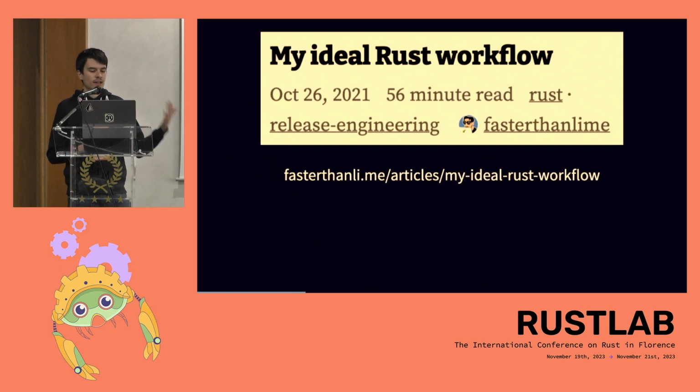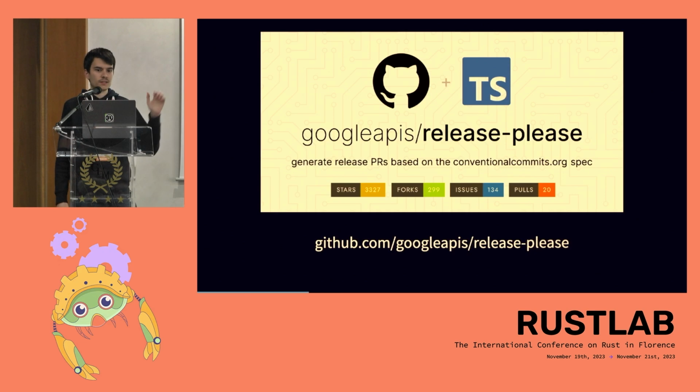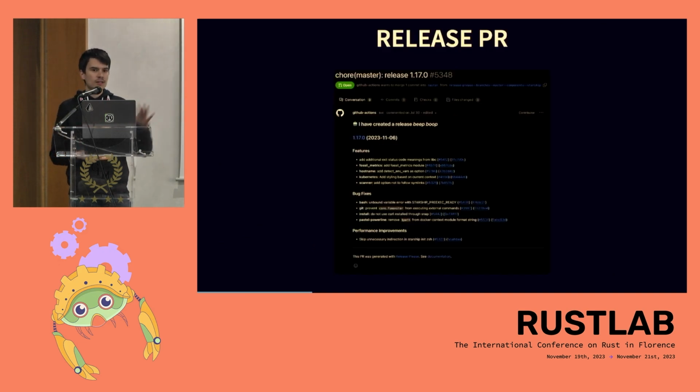So, luckily, I read the Faster Than Lime blog, and in this article, My Ideal Rust Workflow from 2021, he talks about Release-plz, and it's very important to distinguish the ending word, plz, spelled correctly. So, this tool is maintained by Marco, and it allows generating release PRs and deploying releases from the CI. So how does Release-plz work?